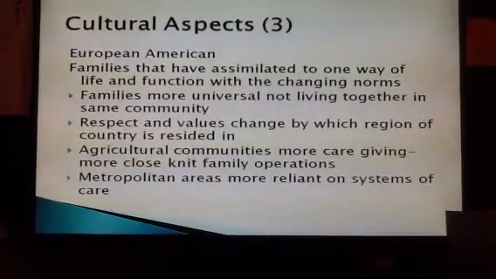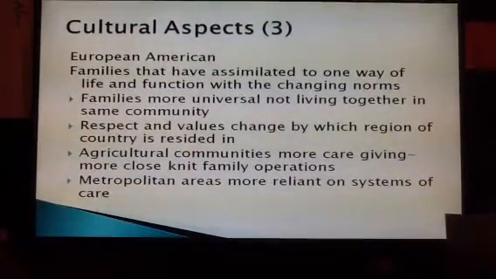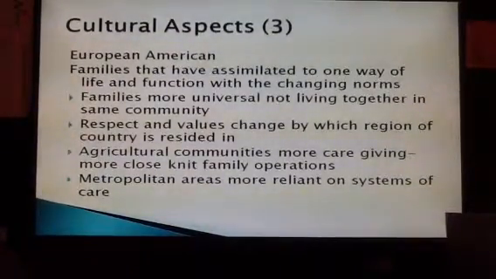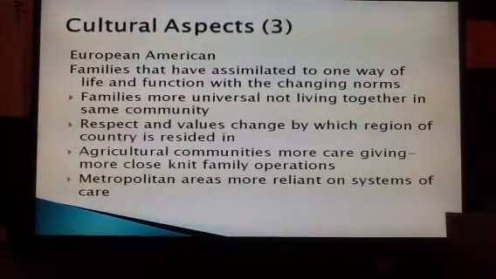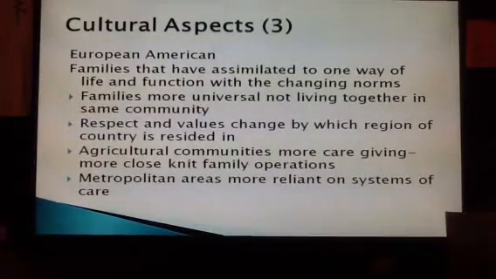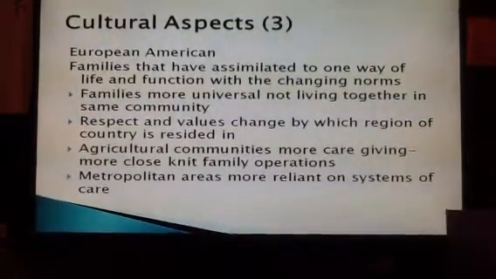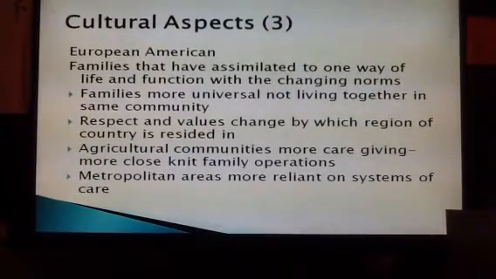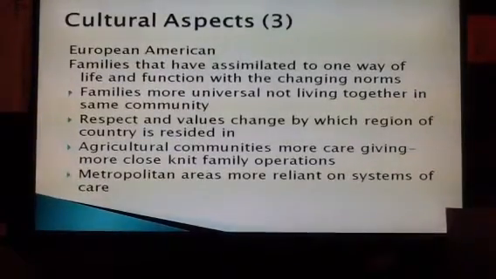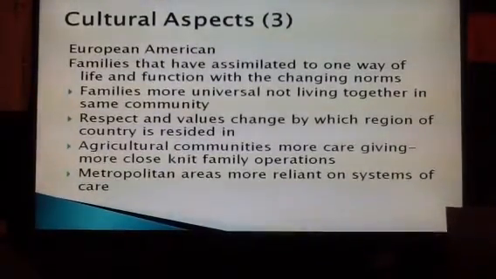Cultural aspects, European Americans: families that have assimilated to one way of life and function with the changing norms. These families are more universal, not living together in the same community. Respect and values change by which region of the country is resided in. Agricultural communities have more caregiving and more close-knit family operations. Metropolitan areas are more reliant on systems of care.